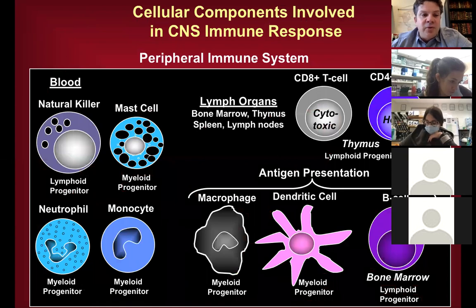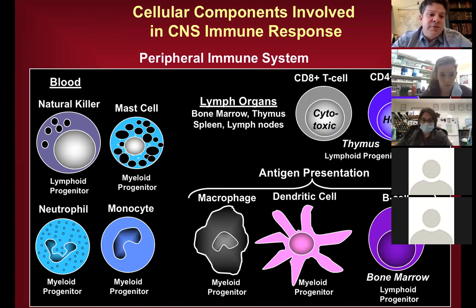Okay, so we have whole lectures on the different cell types of the peripheral immune system, but this is just to get your feet wet. There are immune cells in the blood, and so your bone marrow makes red blood cells. It also makes all the immune cells, but the ones that are in circulation are mast cells, natural killer cells, neutrophils, and monocytes.